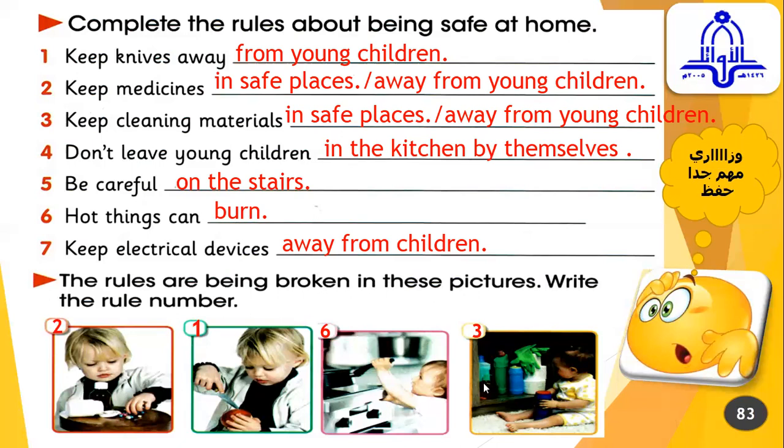So these pictures belong to rule two, rule one, rule six, and rule three. إذن هو يقول the rules are being broken. كسرت هذه القوانين في هذه الصور. In these pictures, write the rule number. اكتب رقم القانون. نحن كتبنا inside the square here rule two, rule one, rule six, and rule three. This is the end of our lesson. كان هذا نهاية درسنا. You should try to read the lesson again.